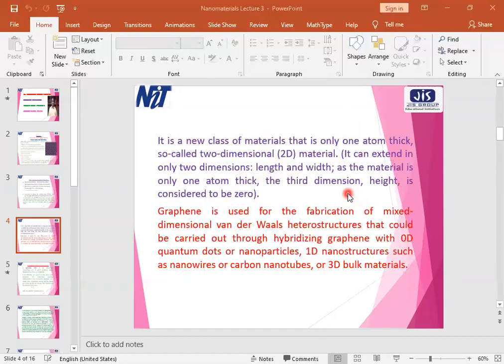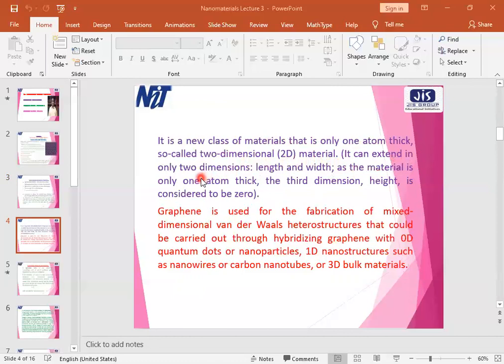Only 1 atom thick means the atoms are arranged in only 2 dimensions, that means in X and Y, or length and breadth dimension, and there is no dimension in the height direction. That means only 2 directions. So it is a new class of material that is only 1 atom thick. So it is a 2-dimensional material.